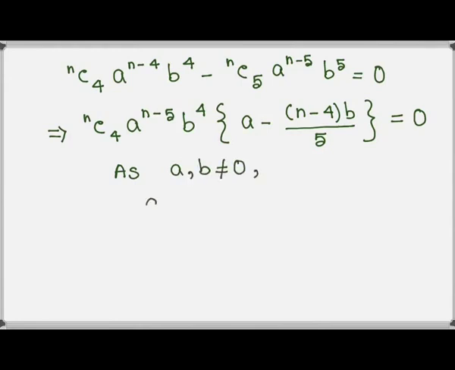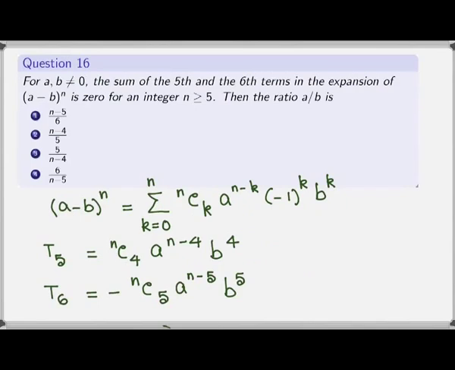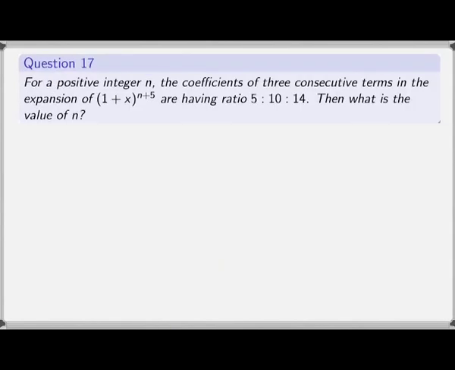So we have a minus (n minus 4) into b divided by 5 is equal to 0. So therefore we get a by b is equal to (n minus 4) divided by 5. So we have got the ratio a by b. So we see that the second option is the correct answer here. Now we look at the following question.